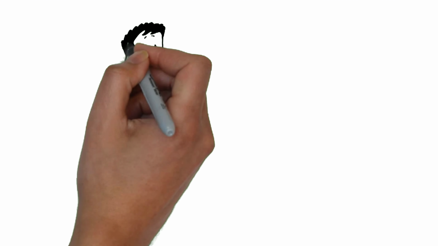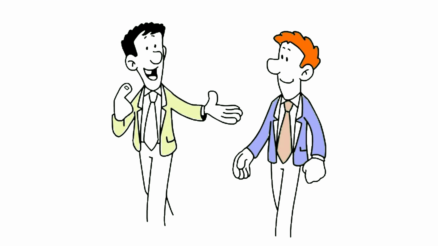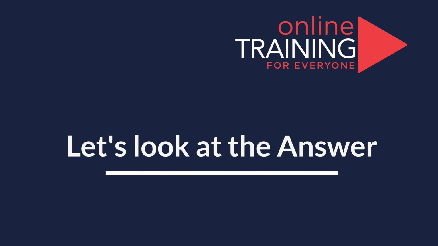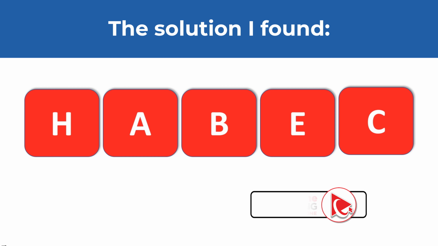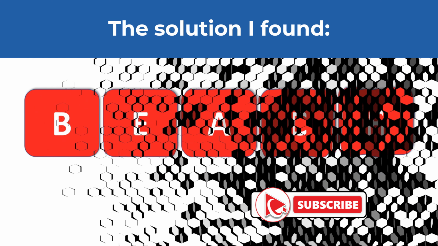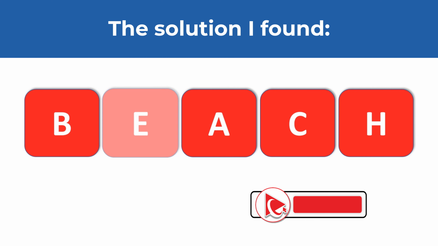Ready or not, I'm going to move forward and share with you my solution. But keep in mind that a lot of times multiple words can be formed, so if you see another word, please make sure to share it in comments. The solution I found is the word beach. Let me spell it for you. B-E-A-C-H. Do you see any other solutions? Make sure to post them in comments.